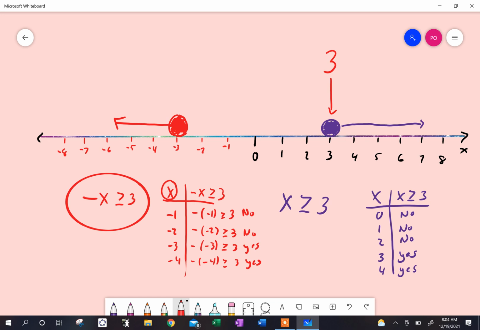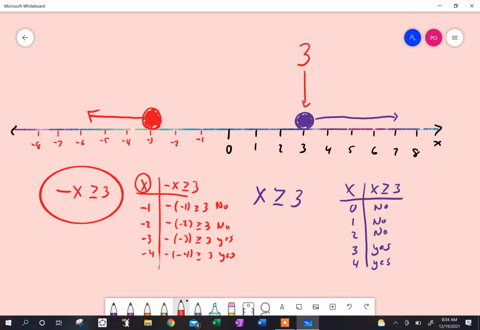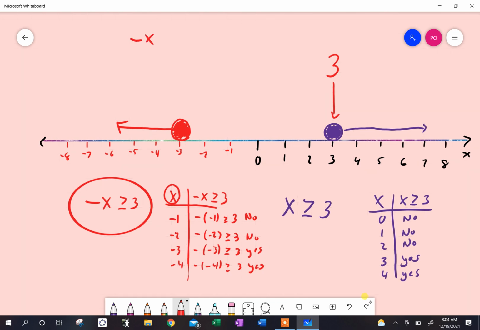Well, here's the deal. What happened is this. I started with a negative x, and it was greater than or equal to 3. If I divide by a negative 1, I'm dividing to make that into a positive x, so you have to change the direction of the inequality sign. And that's not the only example.